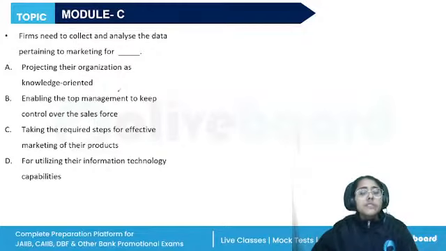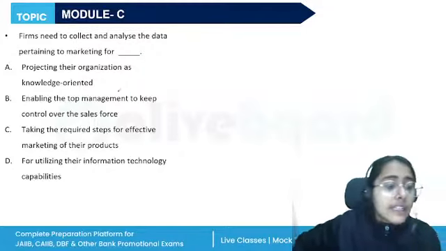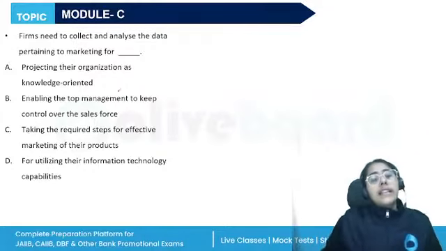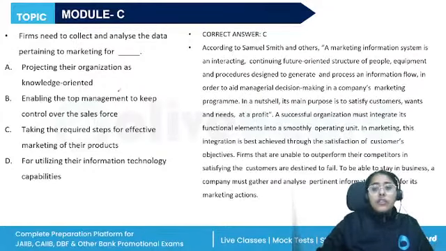Next question. Firms need to collect and analyze the data pertaining to marketing for. Why do the banks or the firms need to collect and analyze the data? For protecting their organization as knowledge oriented, enabling the top management to keep control over the sales force, taking the required steps for effective marketing of their products, or for utilizing their information technology capabilities. Which of the following is correct? So the answer is C, taking the required steps.